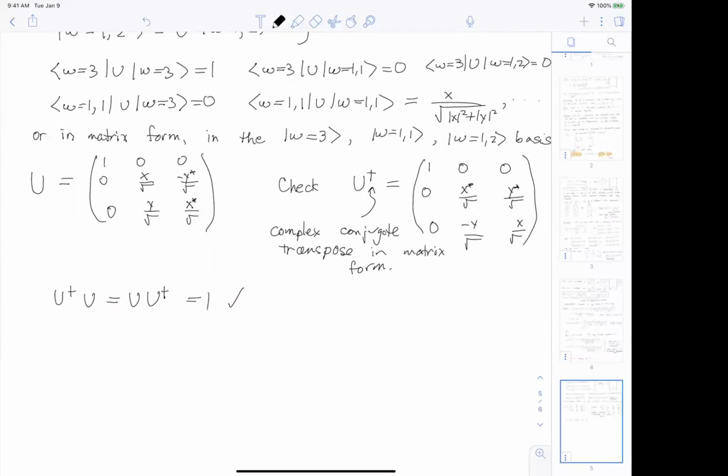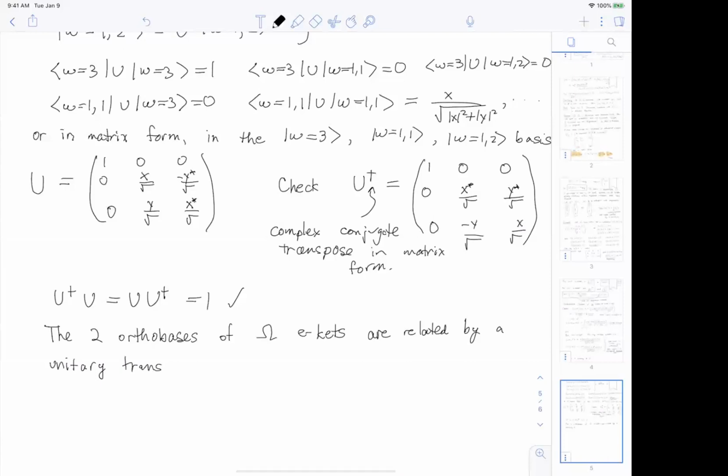Okay, so the way we can talk about this is we say the two orthobases of omega eigenkets are related by a unitary transformation. Whenever you see the words unitary transformation, you should think change of basis. That's what a unitary transformation does for you. That acts in the degenerate subspace. So, acting in the omega equals 1 degenerate subspace.